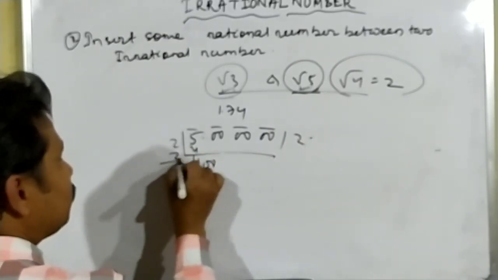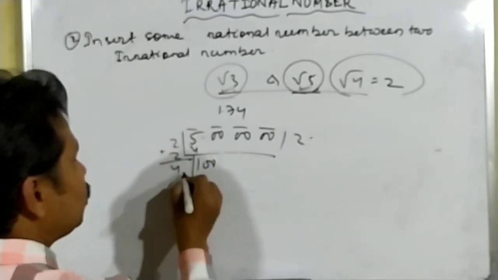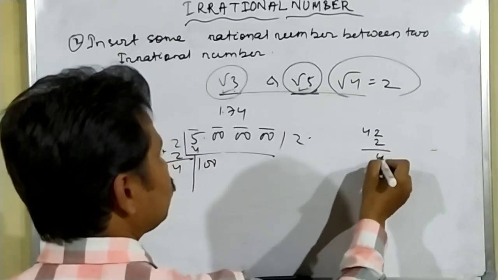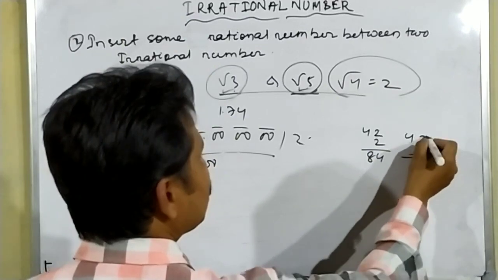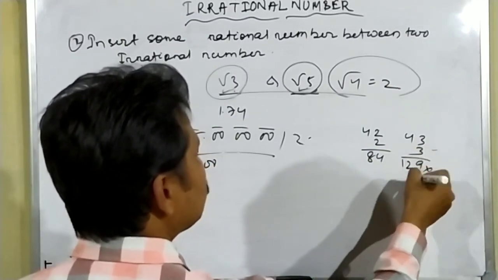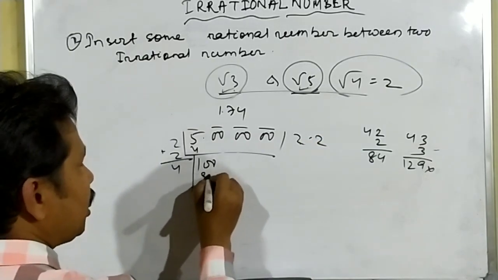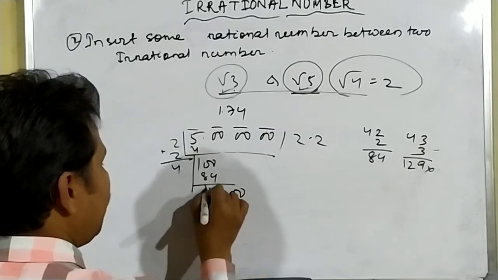So again we have written 2 here, so we have to add it with 2. So the result is 4. So I think 4 2 will come. So 2 2s are 4, 2 4s are 8. If you write 4 3 and multiply with 3, then the result will be 9, 3 4s are 12. It will be more. So we have to take 2. So with 2, the result is 84. The answer is 16.